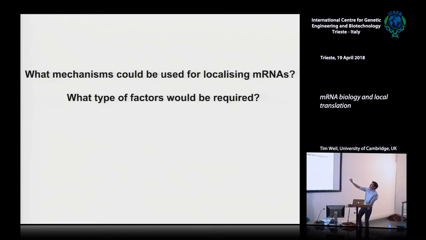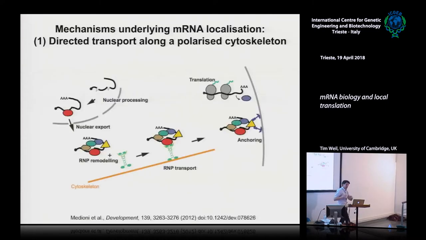So we're looking now at what mechanisms could be used and what types of factors would be required. Is anybody familiar with the most common localization mechanism that you might see with RNA being taken to a certain area of the cell? What might be involved? Shout it out. Wow me. Excellent. So active transport, which is not the correct answer, but one of the answers.